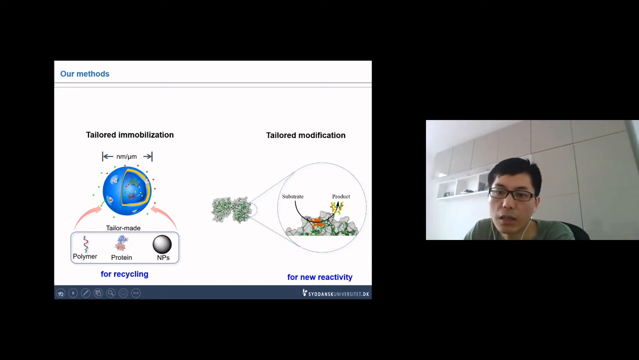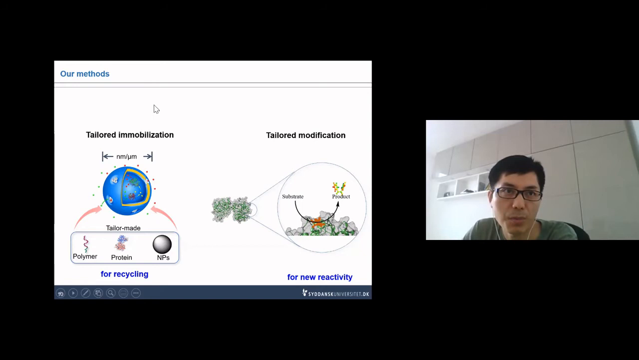For example, it allows the enzyme to take a new substrate to produce a new product. And this is also my DFF project. But due to the time constraint today, I will only introduce and focus on this part.